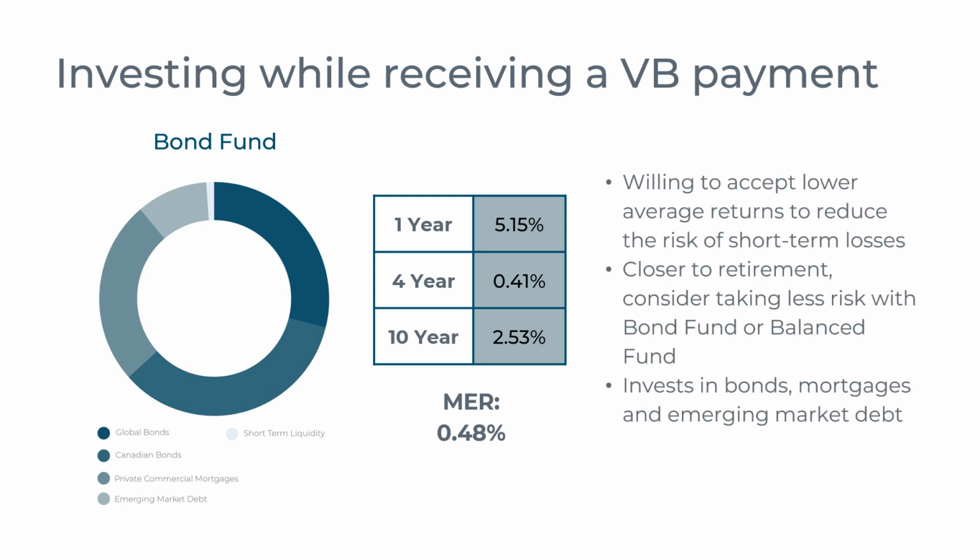The MER last year was 0.48%. The return was 5.15%. The 10-year return was 2.53%. As you get closer to retirement, you may want to consider taking less risk, and you could use the balanced fund and bond fund to do that. The bonds, mortgages, and emerging market debt in the bond fund are the same investments as contained in the balanced fund.